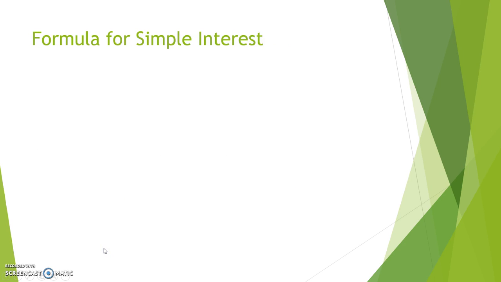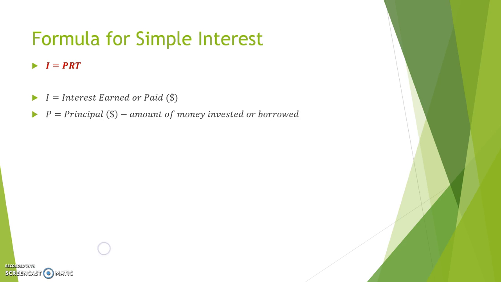So this is the formula that we're going to be using. I equals PRT. It's very important. And those variables are as follows. I is the interest earned or paid. So you earn money if you invest, and you pay it back to the bank if you borrow it. P is the principal. That's the amount of money invested or borrowed in dollars.